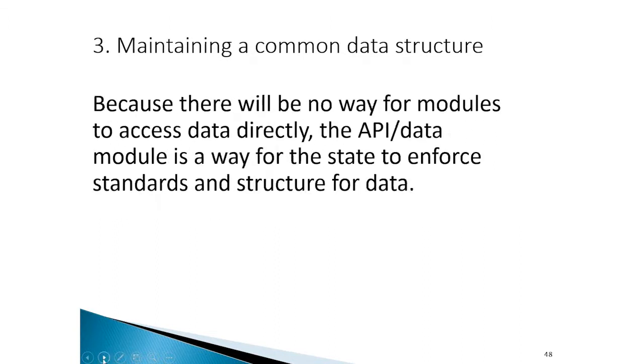So on the next slide, there should be, and there will be no way for modules to access data directly. So the API or the data module acts in a way as our gatekeeper. It means that we have the ability, from a conceptual point of view, from an architectural point of view, to define our data structures once in the API and data module, and then that API and data module provides access to clean, sanitized, checked data to each of our user-facing modules.